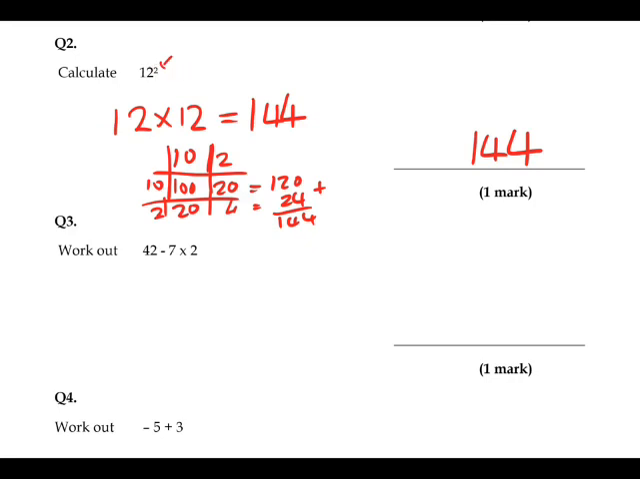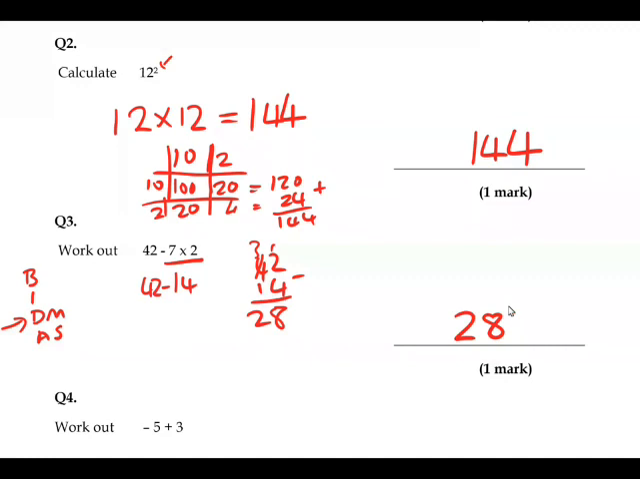The next one is a bit of practice at BIDMAS. So we know that with BIDMAS, we do division and multiplication before addition and subtraction. So we need to do this first. So 7 times 2 is 14, so it becomes 42 minus 14. If you're at all unsure, just set up your method to get the correct answer of 28.